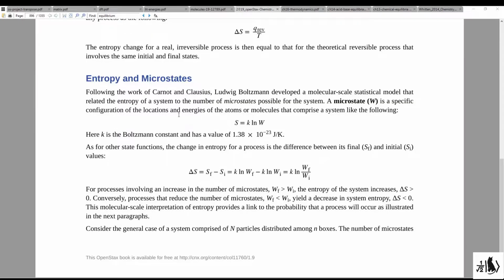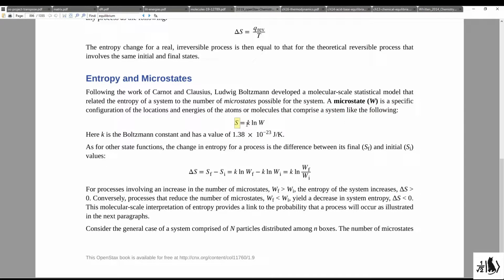Let's talk about microstates. Following the work of Carnot and Clausius, Ludwig Boltzmann, who was very famous for his work in thermodynamics, developed a molecular scale statistical model that related the entropy of a system to the number of microstates possible for the system. So here we define a microstate, and we're going to label this with a W. A microstate is a specific configuration of the locations and energies of the atoms or molecules that comprise a system like the following.